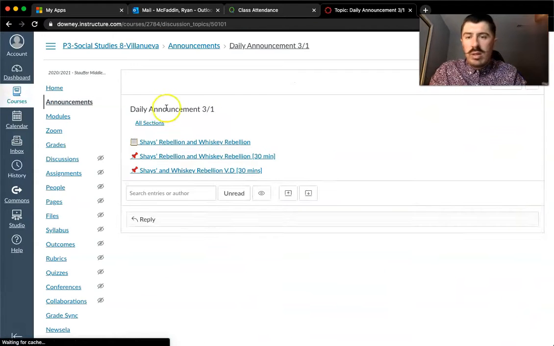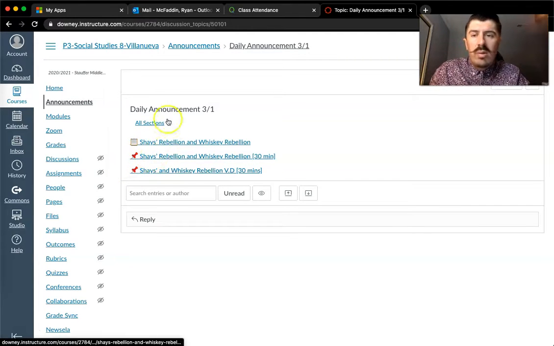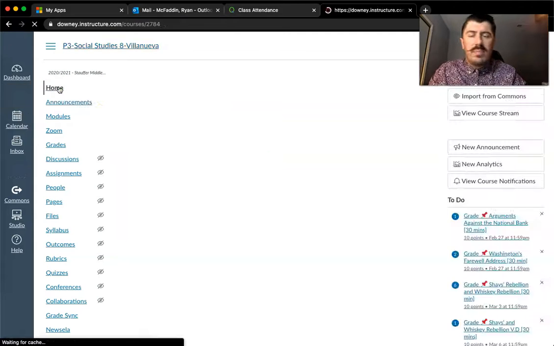And the daily announcements for March 1st, this is what we've got going on. Shays Rebellion, the clipboard, that always means notes. The push pins mean an assignment that the student will have to do. All right, and I'll take us back to the home page.